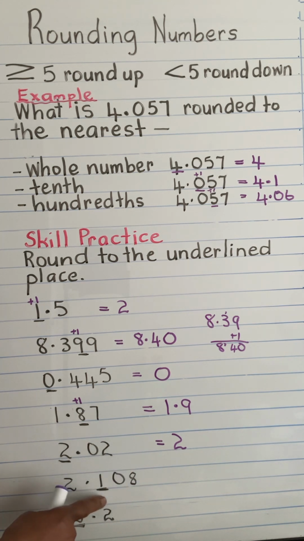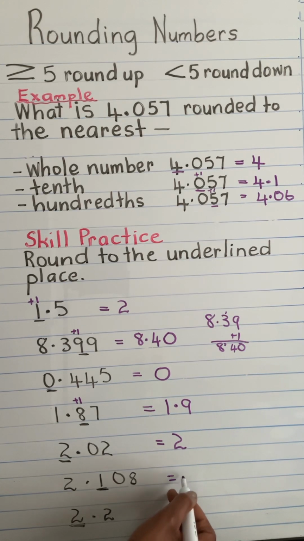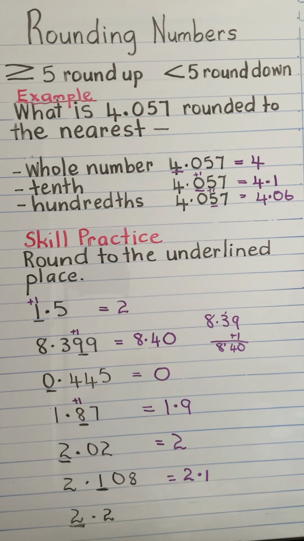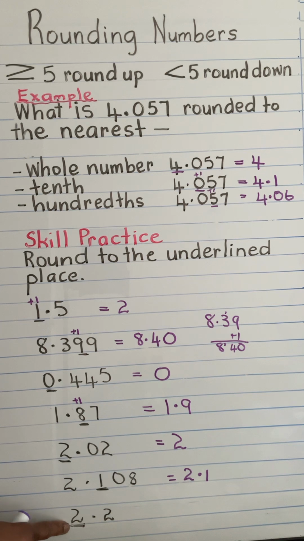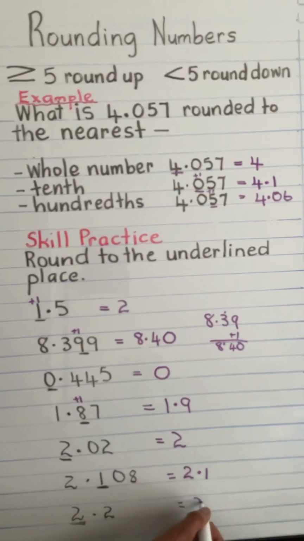2.108 to the nearest tenth. We look to the right of 1 and we see 0. So the rounding number 1 is going to remain the same. So 2.108 is equal to 2.1. And next, we're going to round 2.2 to the nearest whole number or the nearest ones. We look to the right and we see less than 5. So this is equal to 2.